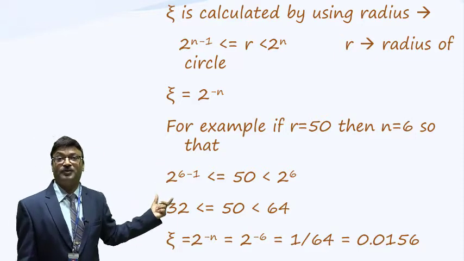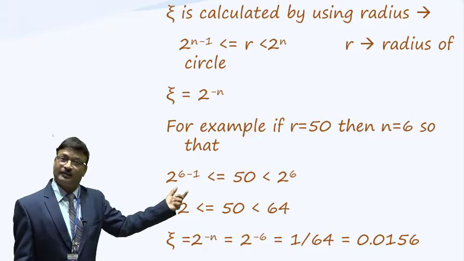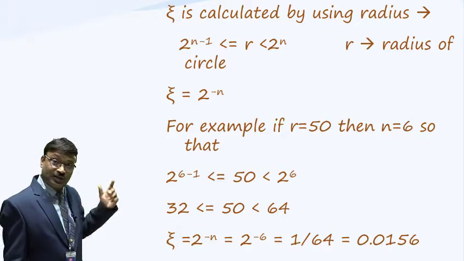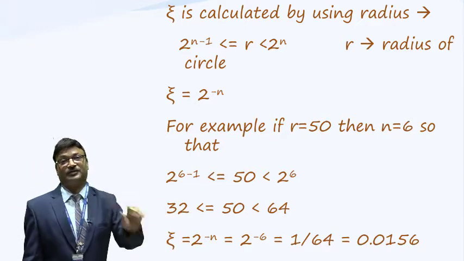So 2 raised to 5 is what? 32, less than or equal to 50, okay. Then 2 raised to power 6 is 64. So 32 is less than or equal to 50 less than 64, yes, the equation is satisfied.